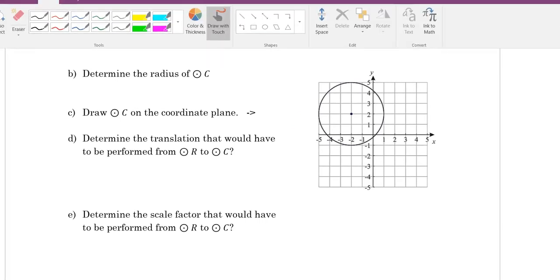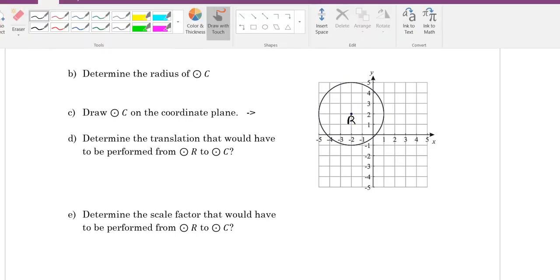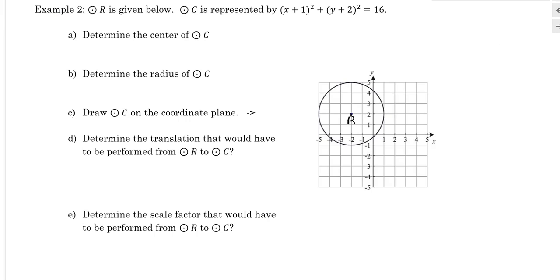So circle R is given below. Circle C is represented by (x + 1)² + (y + 2)². So this is circle R. Determine the center of circle C.